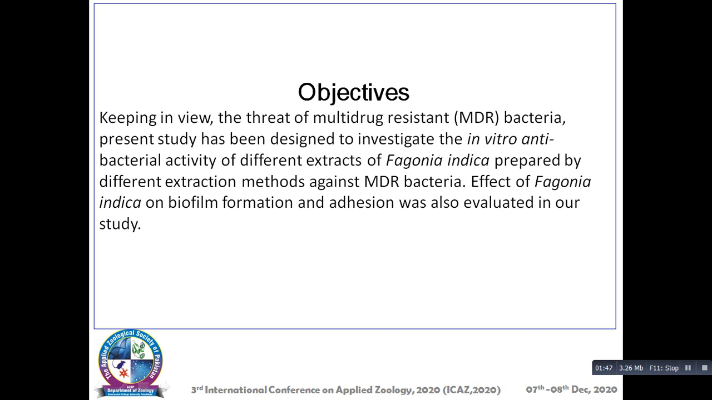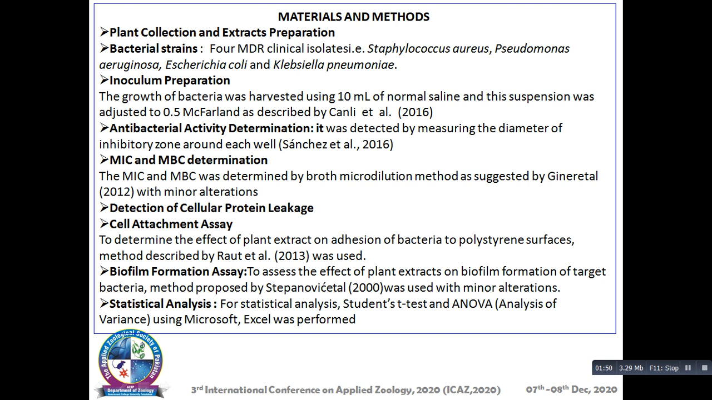First of all, the Fagonia indica plant was collected randomly from Tehsil Yazman, Cholistan district, Bahawalpur, Punjab, Pakistan, and after identification, the collected plants were rinsed with distilled water and finally dried in shade. Dried materials, that is the roots and aerial parts, were ground in a mixture grinder into fine powder. Powder material of each plant part was sequentially extracted by Soxhlet apparatus using different solvents in increasing polarity.